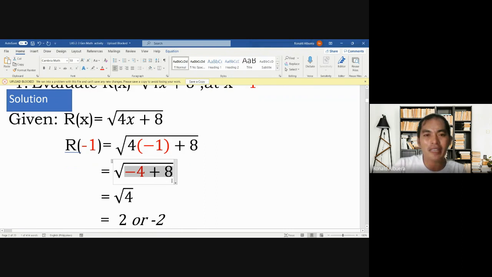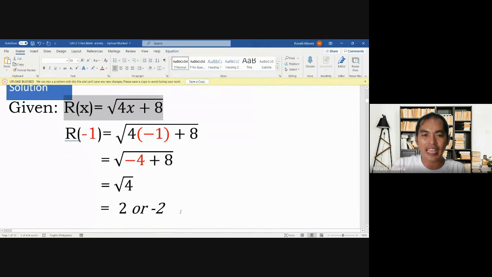Ang ibig sabihin, pag sinabing absolute value, tatakpan nyo itong sign. Alin ang malaki, 4 or 8? Of course, 8. Then you are going to copy the positive sign as the sign of 4. Then square root of 4, we have 2 or negative 2. So that's the value when we are going to evaluate the original function r of x, which is equal to the square root of 4x plus 8 at x equals negative 1. We have positive 2 or negative 2.